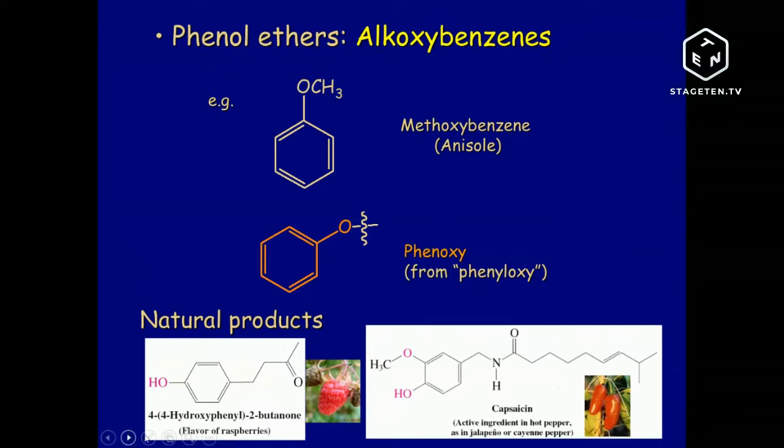Now, if you want to look at natural products, and normally we do start going on to natural products, you have 4-(4-hydroxyphenyl)-2-butanone. This is the flavor of raspberries. And this one is the active ingredient in hot pepper. It's called capsaicin. And I'm not even going to ask you to name it. Maybe I can ask you to name it in an exam. Don't worry, I'm just kidding. These would be complicated names. You have an amide group, an alkene, an ether, and a phenol.